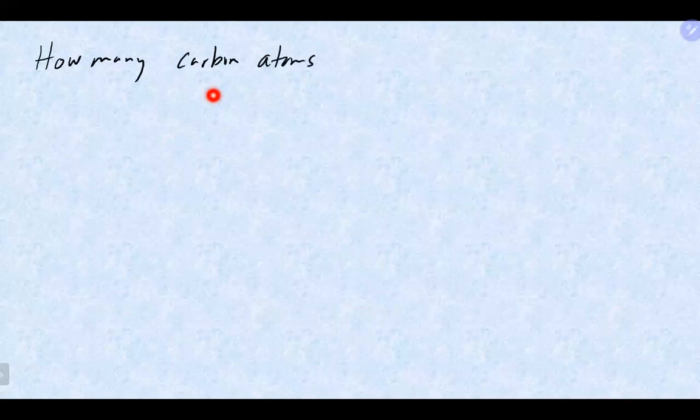All right. One last thing here I want to talk about in terms of this is, let's say we wanted to know how many carbon atoms there are in 46.5 grams of C4H10.